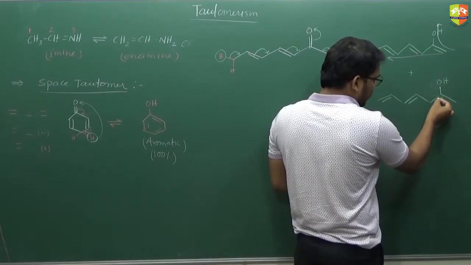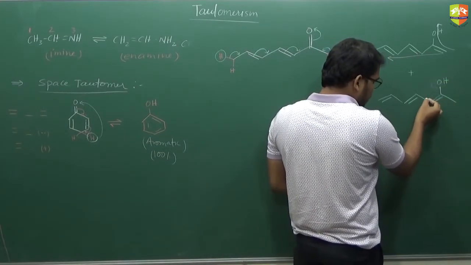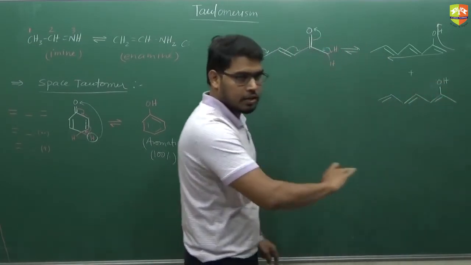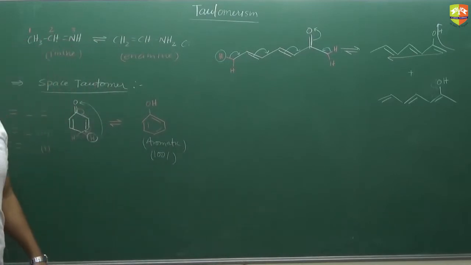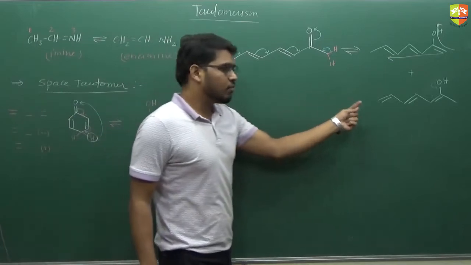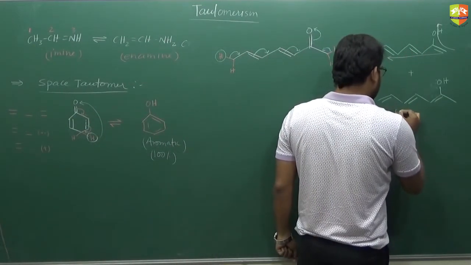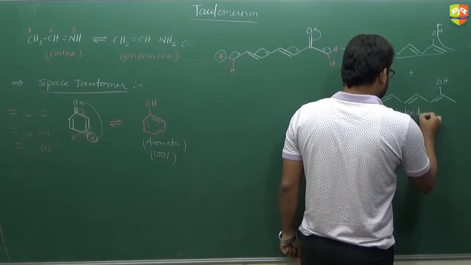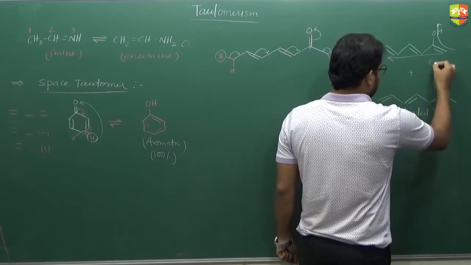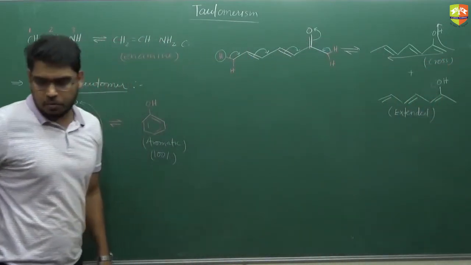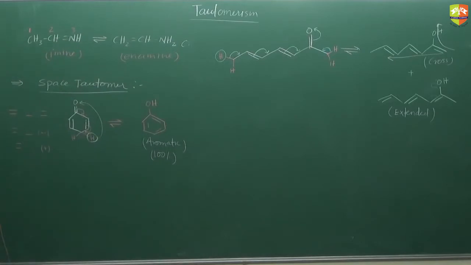Lone pair, sigma, pi, sigma, pi. This is extended conjugation. The resonance that is more stable, which one? Extended. So extended conjugation is always more stable than cross conjugation, right? So this is the more stable one, it is extended, and this is cross conjugation. So extended is more stable than cross. The major product will be the second one. Okay?